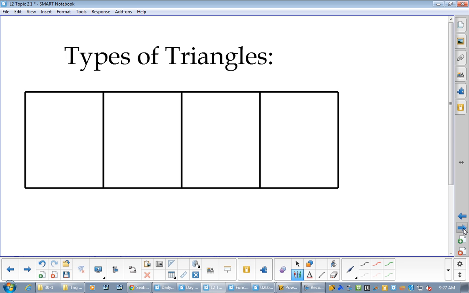Okay? Now, we have different types of triangles. Now, we have a triangle that's like this. And this would be called an acute triangle. And what does it mean to be acute? Yes? All angles less than 90 degrees.